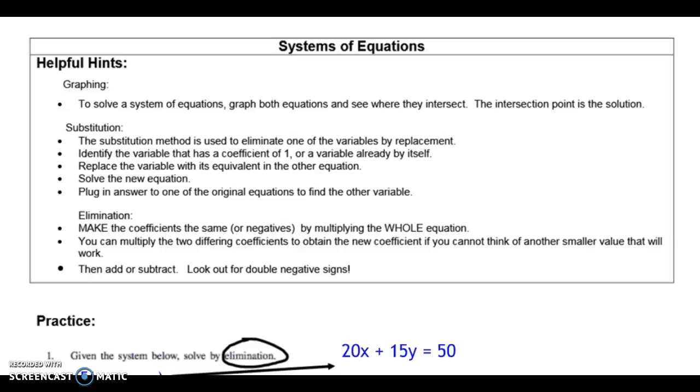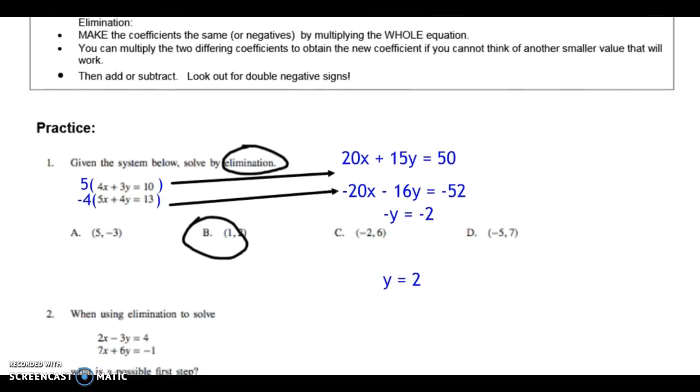Hello students, this is a continuation of my previous video about the second interim assessment, which is going to be held at the end of this week, January, I believe, 7th and 8th. We left off with systems of equations and we did the first practice problem.